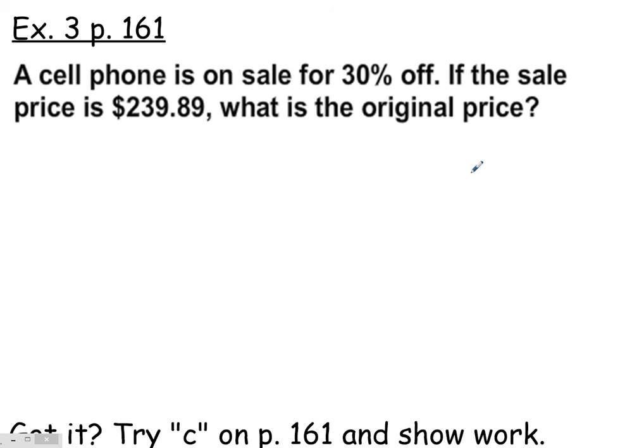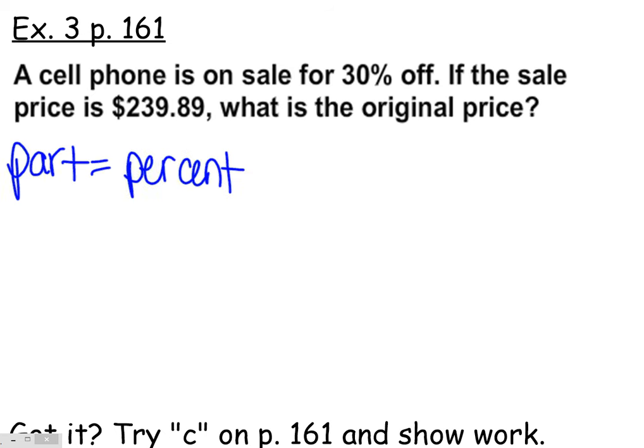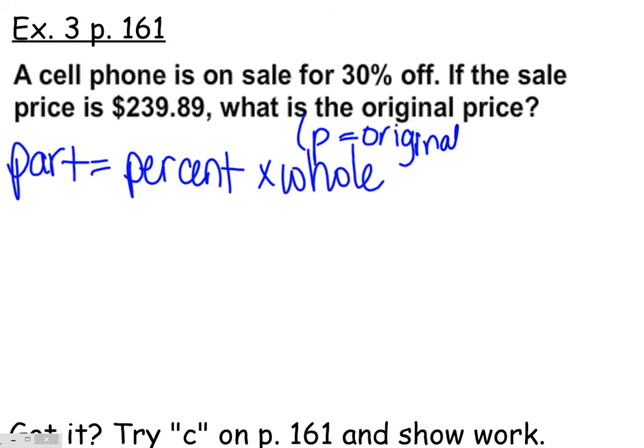So let's use our part equals percent times whole equation that we learned from a couple chapters ago. This will all make sense in just a moment. Part equals percent times whole. Let P represent the original price or the whole. So P is the original price, and that's what we're trying to solve.